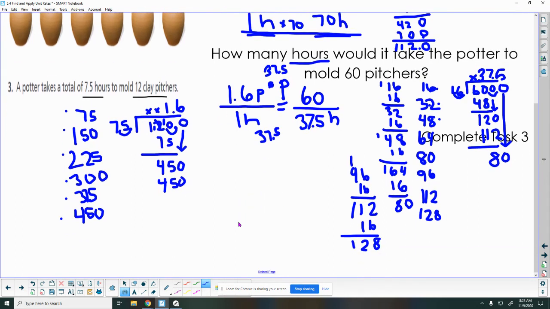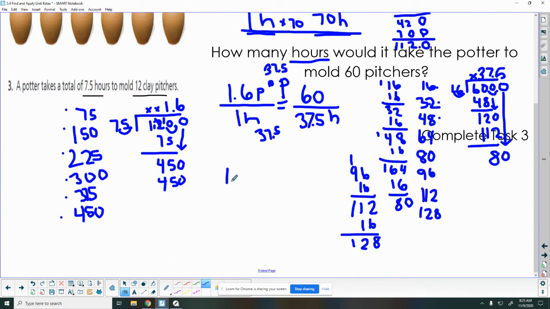So I want to show you one other way you can think about these problems. So I know I'm going to match up my pictures, and I wanted to know how many hours it took for 60 pictures. So notice my pictures are matched up, and I know it takes 1 hour to do 1.6 pictures. And I was looking for how many hours. I don't know this number. So we have these proportions set up.